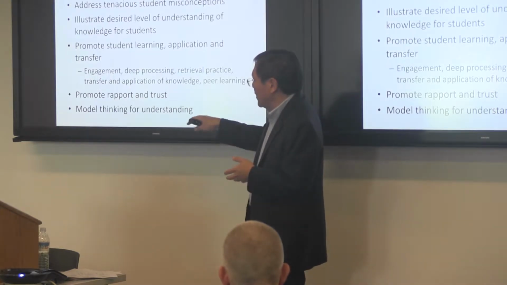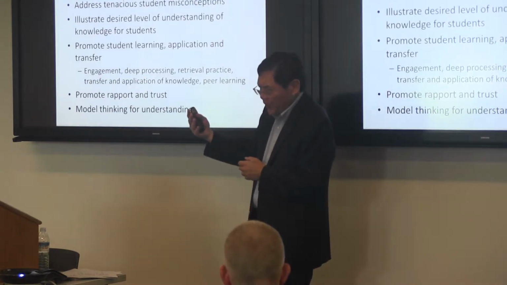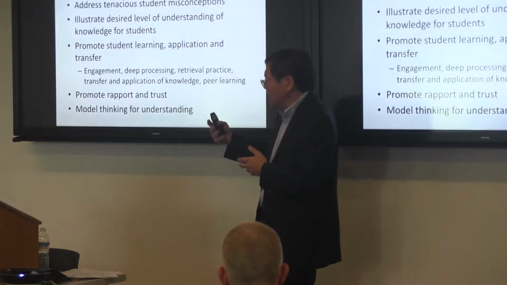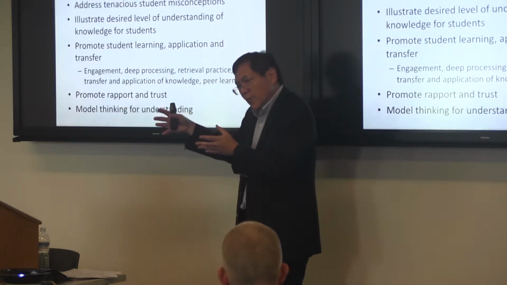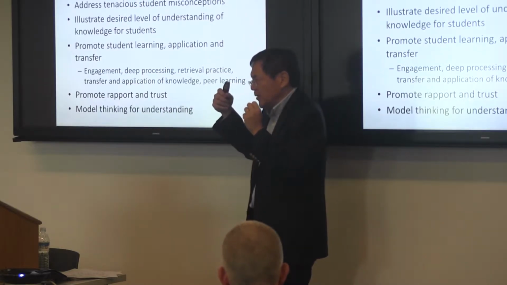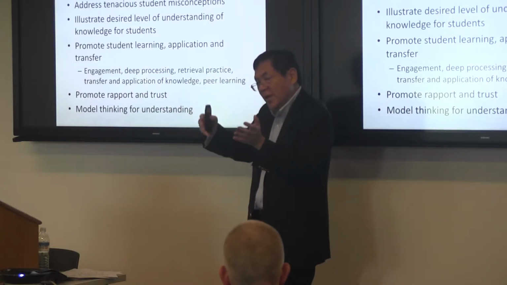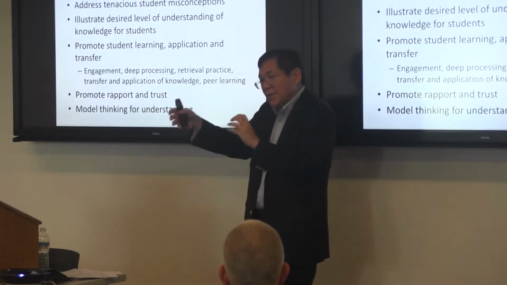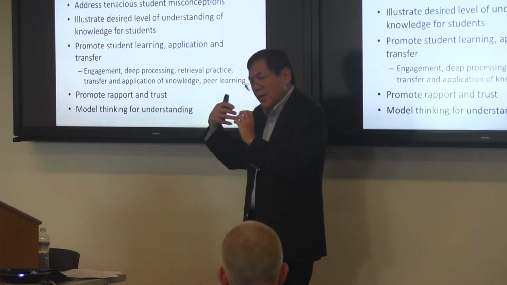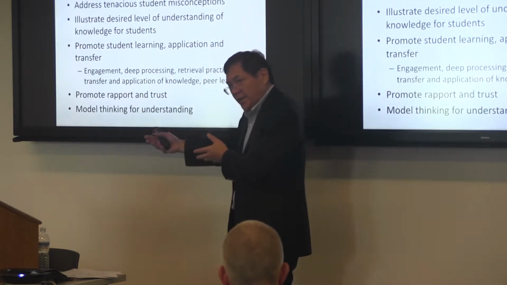And then you can model thinking for understanding. So a lot of times we'll provide answers to items or answers to examples or problems and not model how we arrive at those answers. And formative assessment can allow you to explain your reasoning. This is how I identify this kind of problem and not another kind of problem. This is how I identify the critical components. This is how I combine them, and I apply this formula or apply this reasoning or apply this principle, and this is how I get this answer.